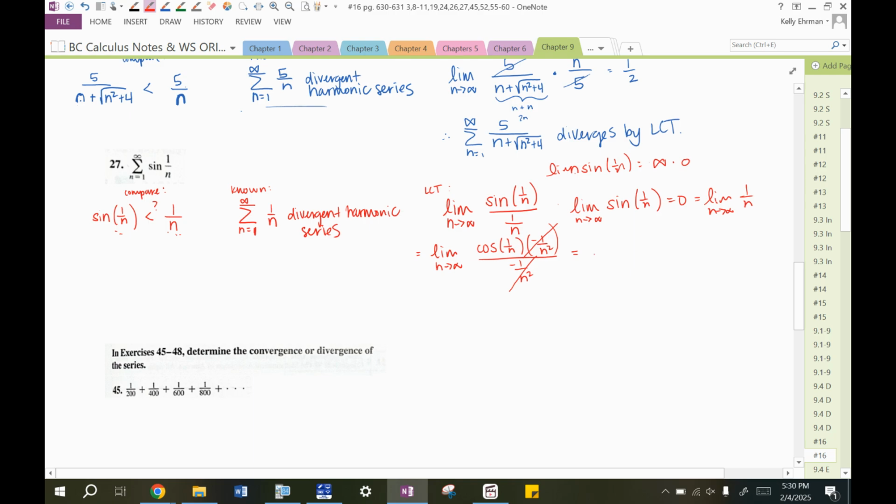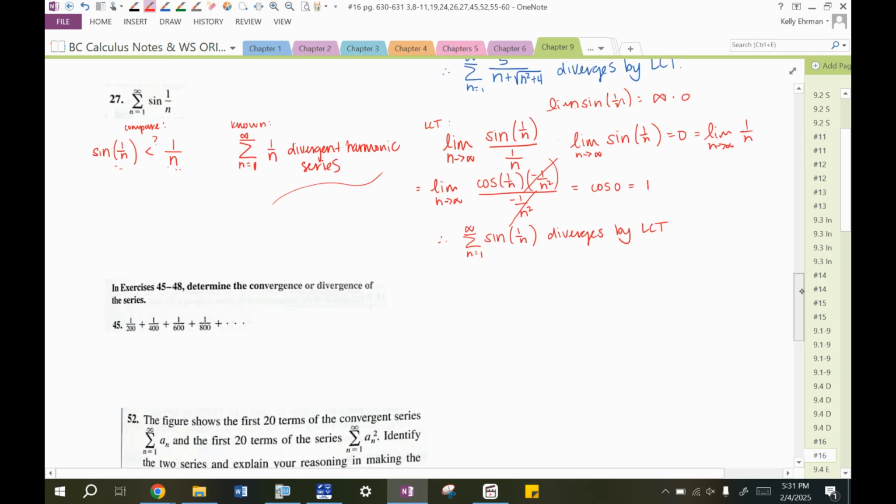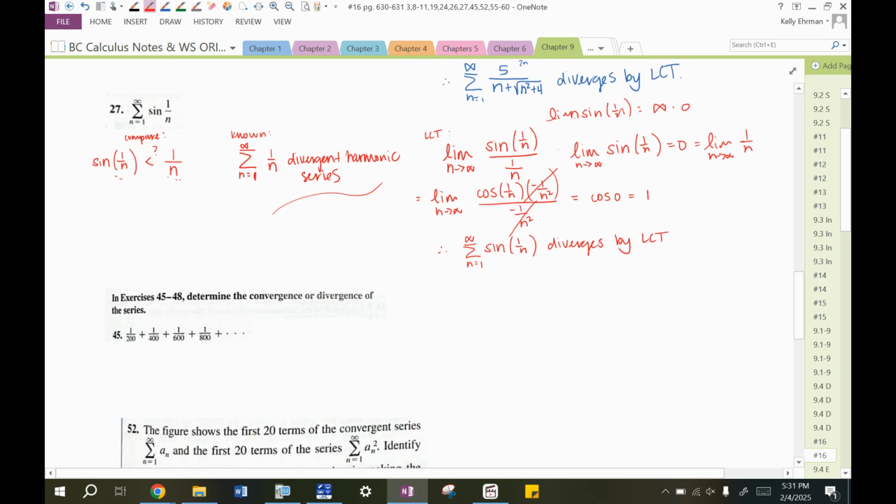When you plug this in, you get the cosine of 0, and the cosine of 0 is equal to 1. So this limit does exist. It comes out to a number between 0 and infinity, so I can say that these two things act together. So the series from 1 to infinity of the sine of 1 over n also diverges, and that's by the limit comparison test. So that's a pretty tricky one. Do I expect that you knew to compare it to 1 over n right off the bat? No, but if we see that again, a sine or a cosine, now we will hopefully remember what to do.